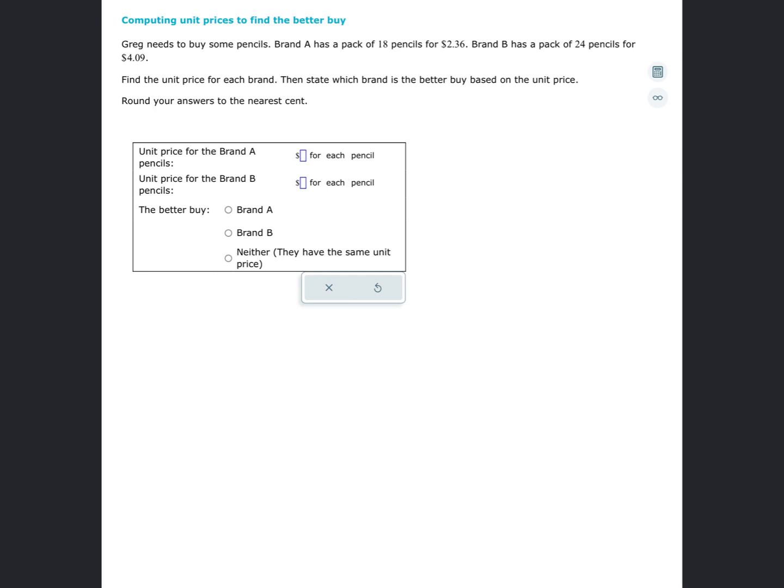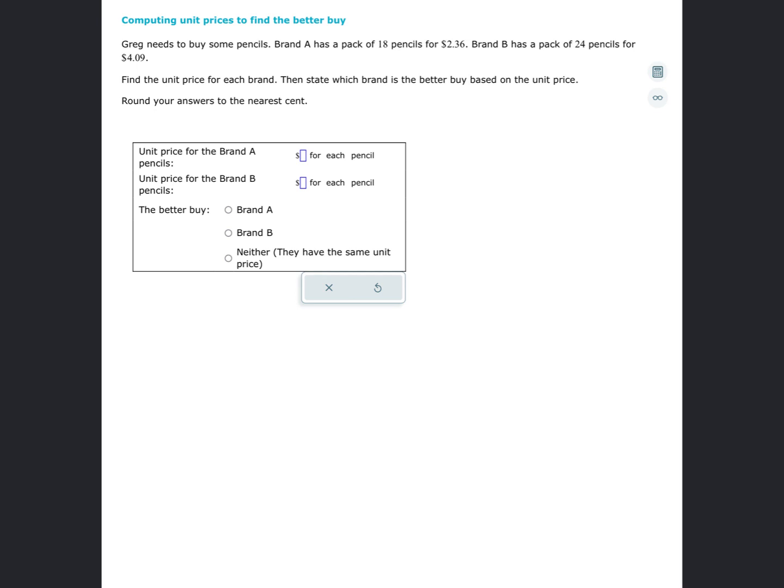So here we go. Greg needs to buy some pencils. Brand A, whatever this brand is, has a pack of 18 pencils for $2.36. And then brand B, whatever the second brand is, has a pack of 24 pencils, and those cost $4.09. So you need to find the unit price for each of those brands and then state which one is the better buy based on that unit price.